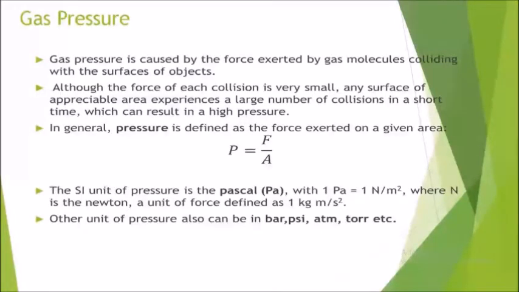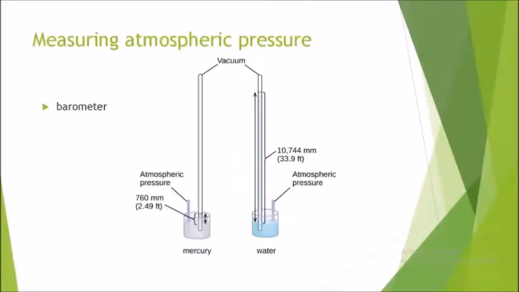Force over area. So for the unit, we use Pascal, or we can also use bar. Force over area is 1 Newton per meter square, so 1 Pascal equals 1 Newton per meter square. Or we can use bar, PSI, ATM, torr and others. Basically the ones we use most are ATM and Pascal.